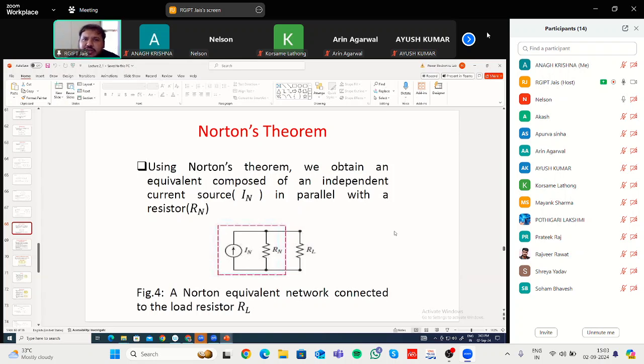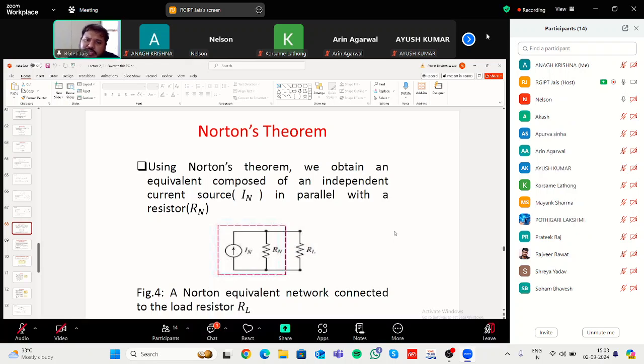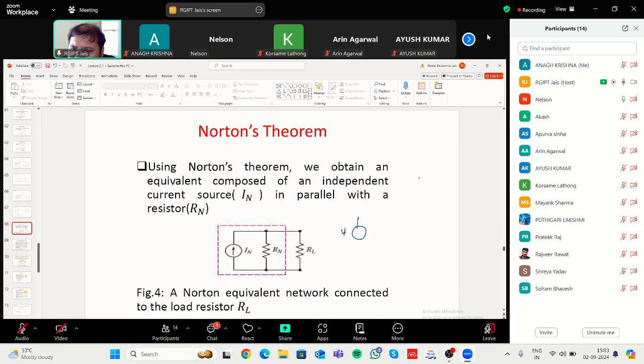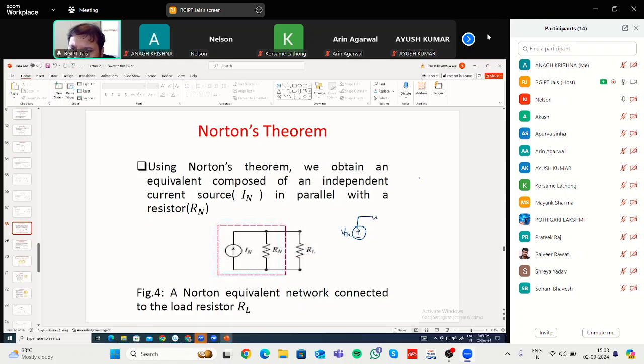Here in Norton's theorem, we will represent the complex network in terms of a current source in parallel with Norton's equivalent resistance, RN. So in Thevenin's theorem, the whole network was converted into a VTH and RTH, and the load RL was there. Whatever the complex network was, you convert it into this.